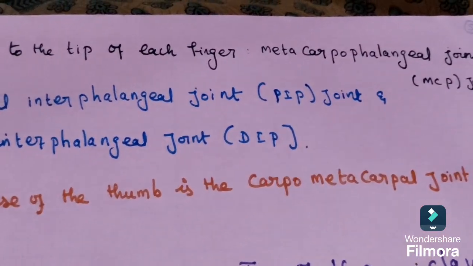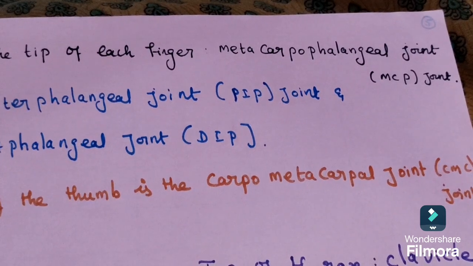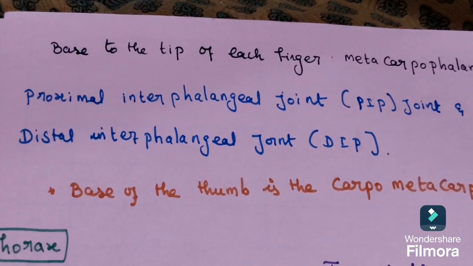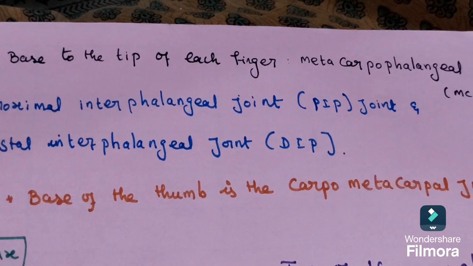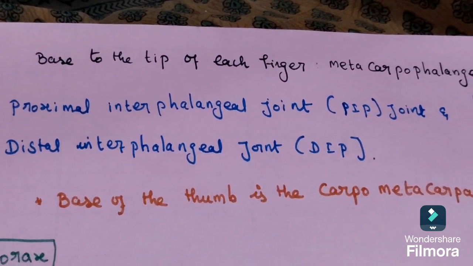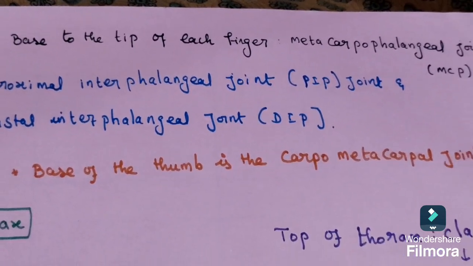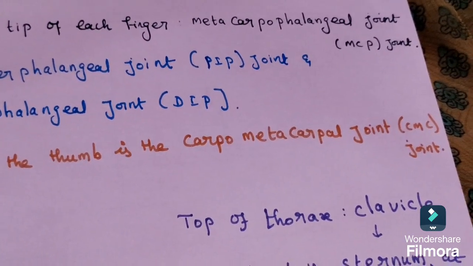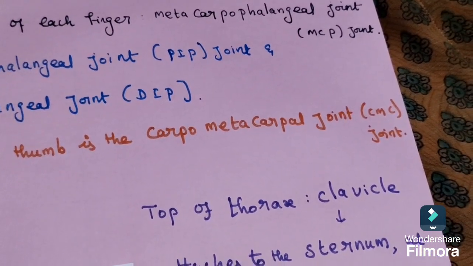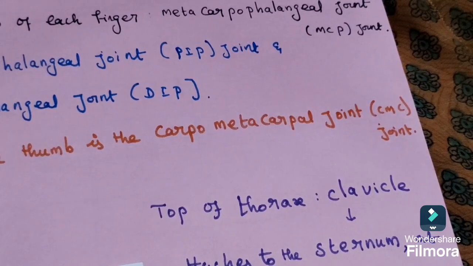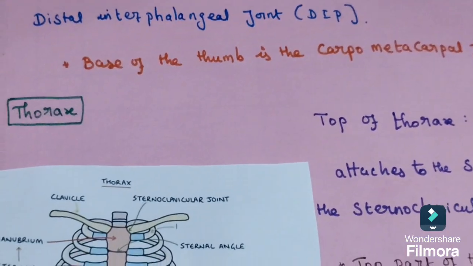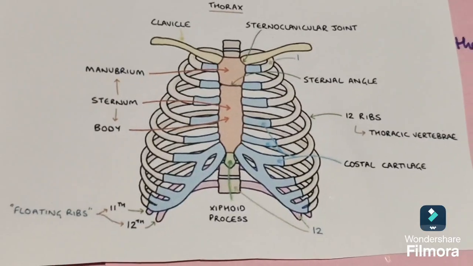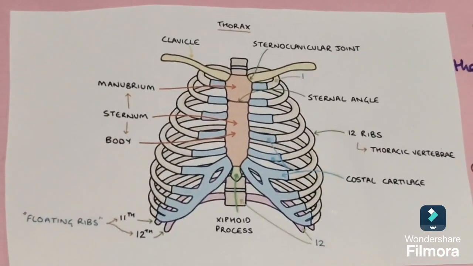From base to the tip, each finger has the metacarpophalangeal joint, MCP joint, the proximal interphalangeal joint, PIP joint, then the distal interphalangeal joint, DIP. The base of the thumb is the carpometacarpal joint, CMC joint. So next one is the thorax. Let's move on to the thorax.